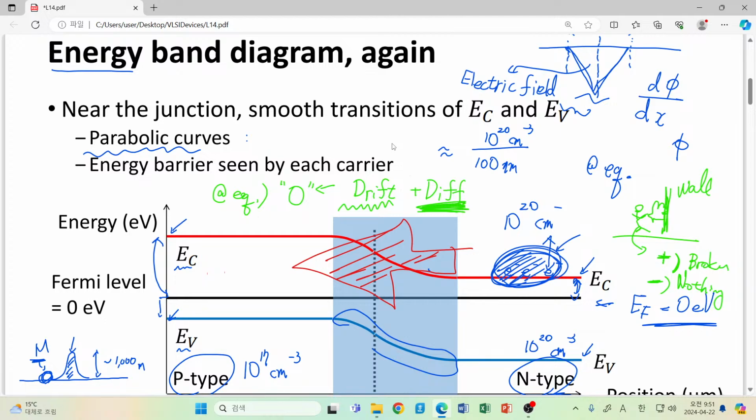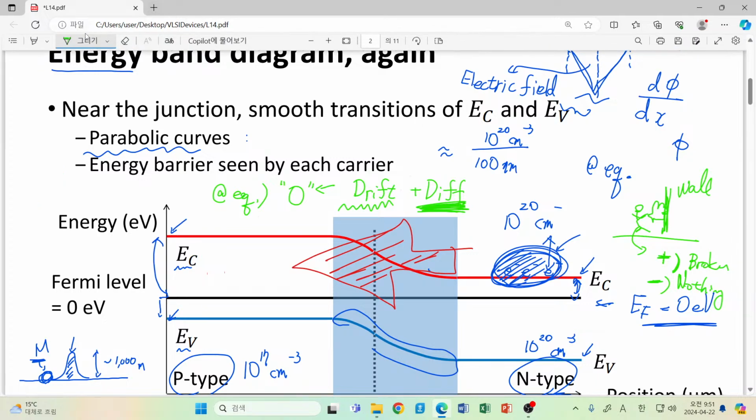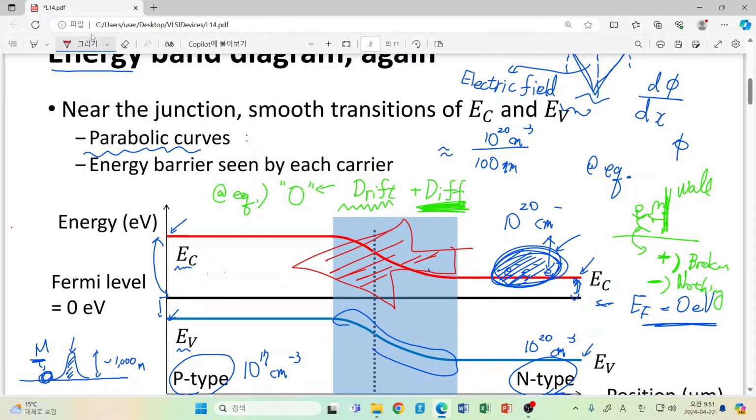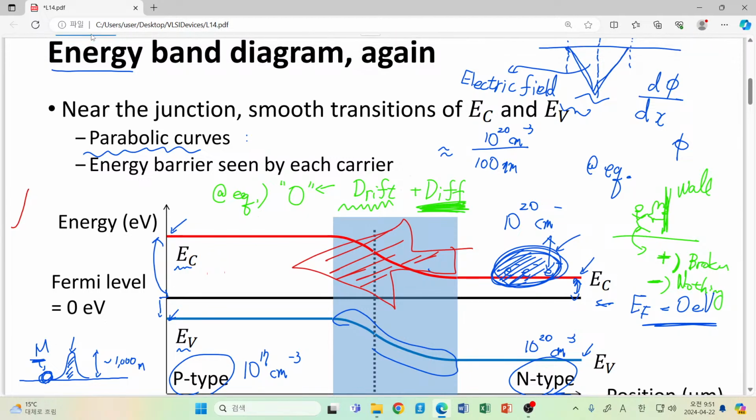So are you all with me? Or think about this one. Here we have a certain structure. And we have a ball.